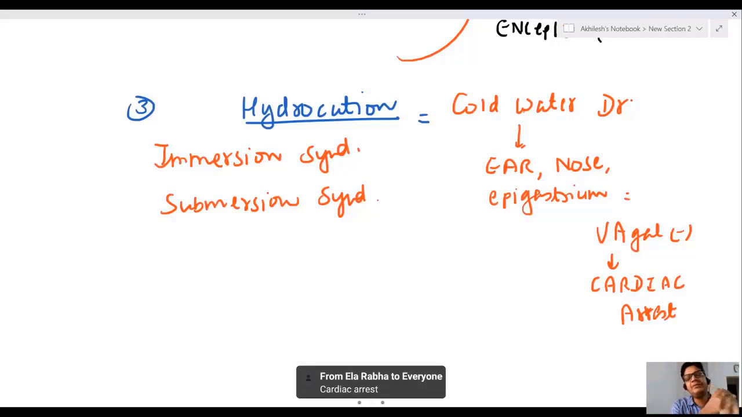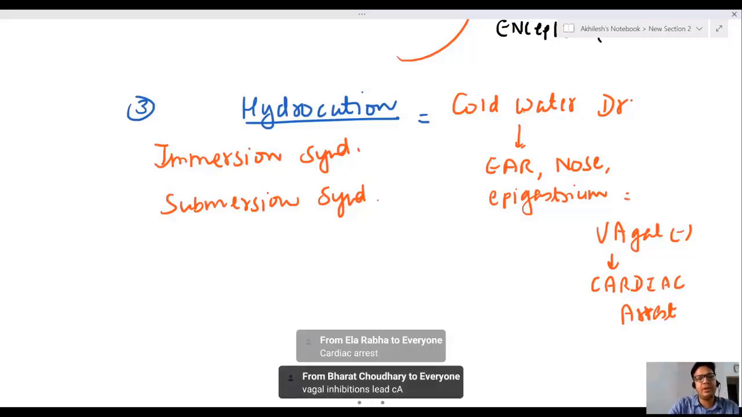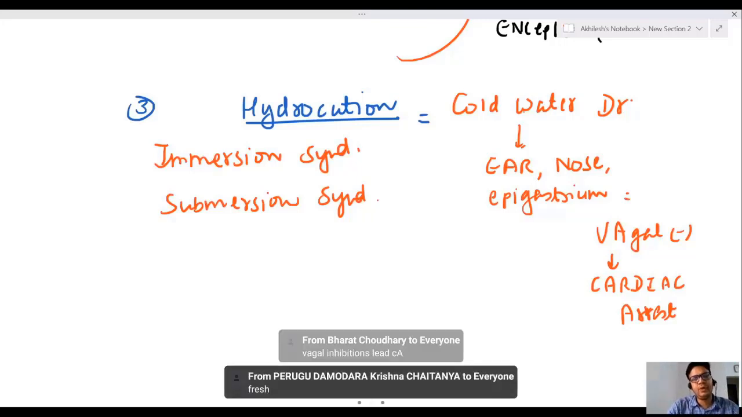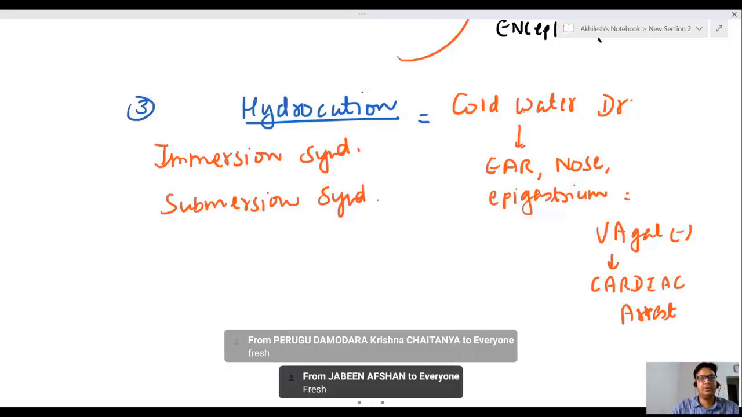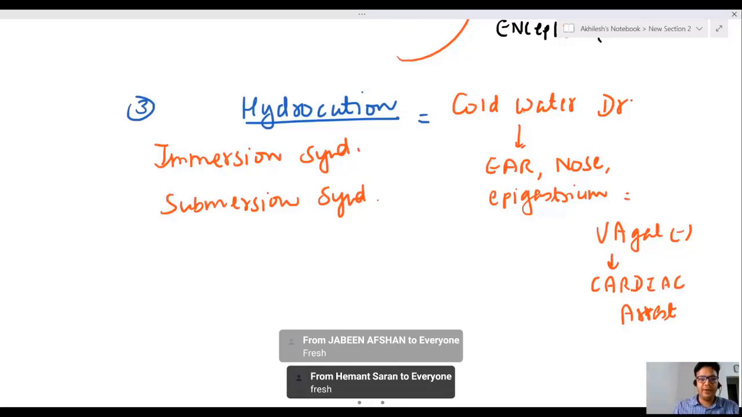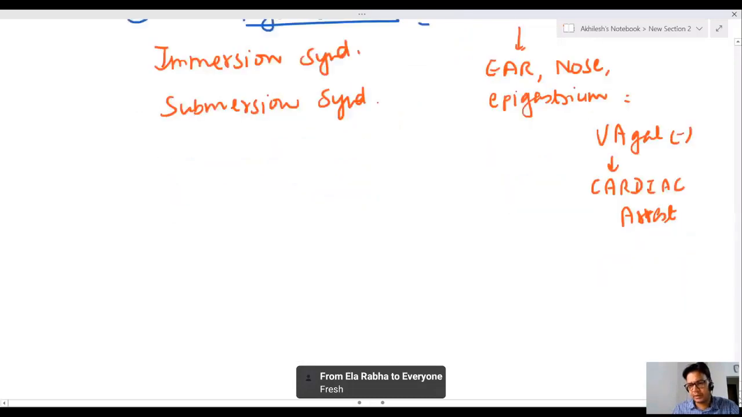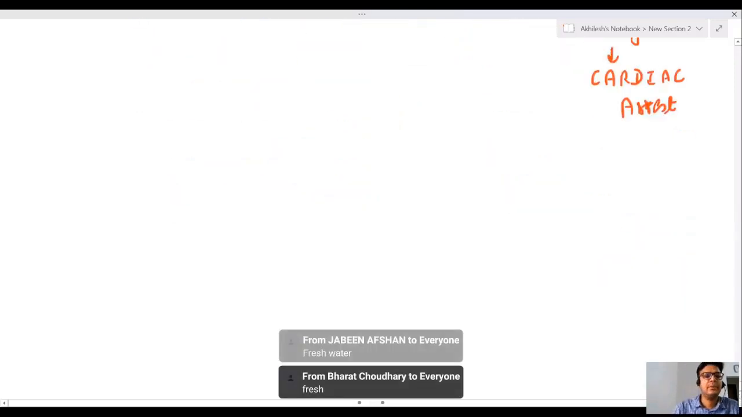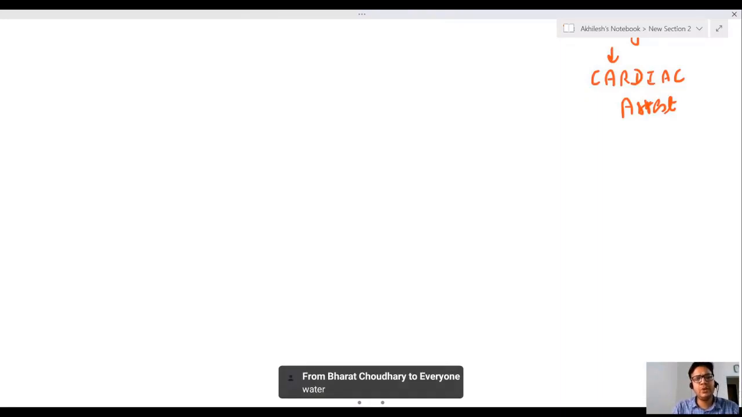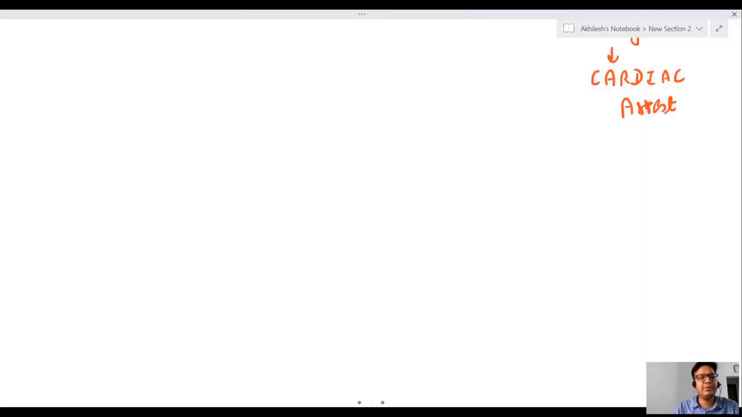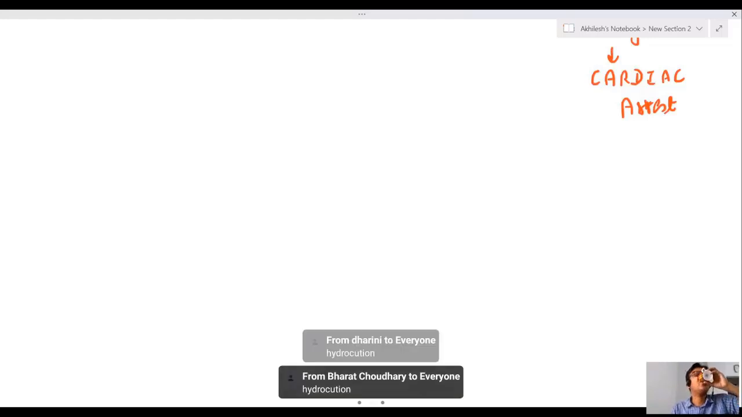Hemodilution and hyperkalemia is a feature of freshwater drowning or seawater drowning? Freshwater drowning. Which is a faster death, freshwater or seawater? Immersion syndrome and submersion syndrome are other names of which drowning?